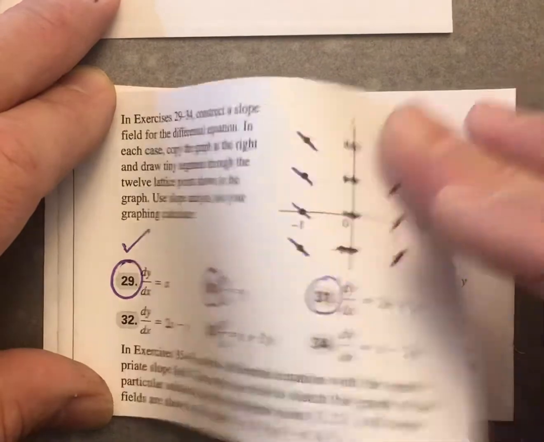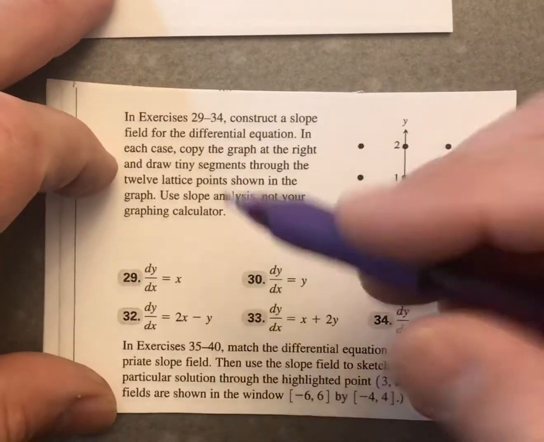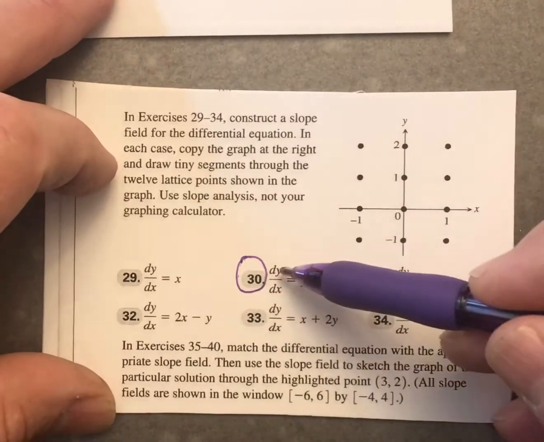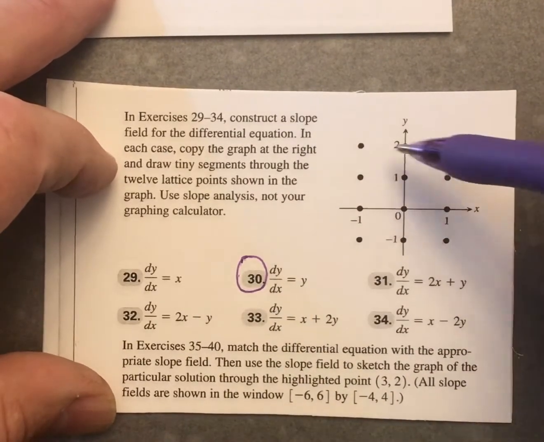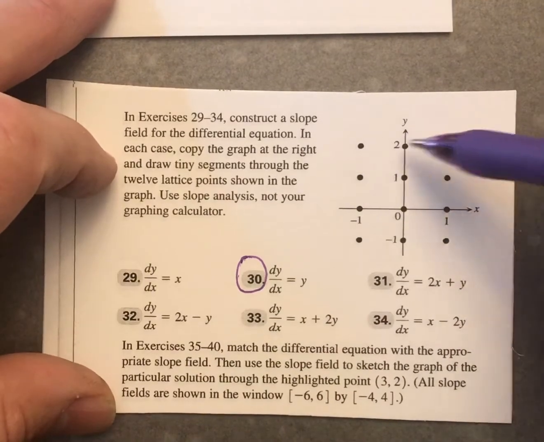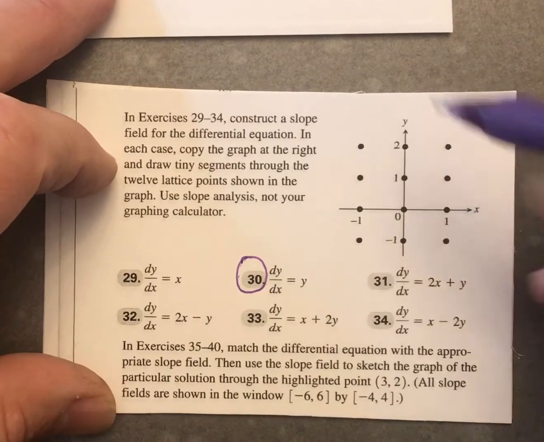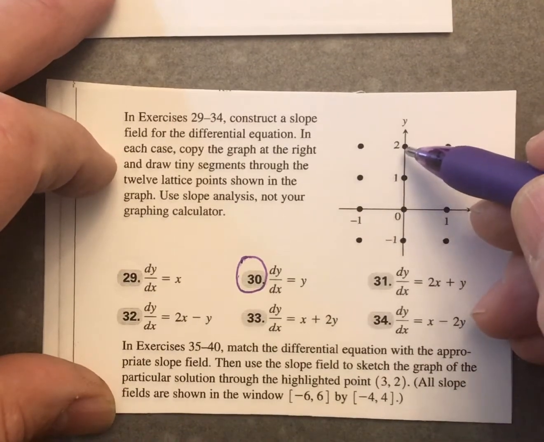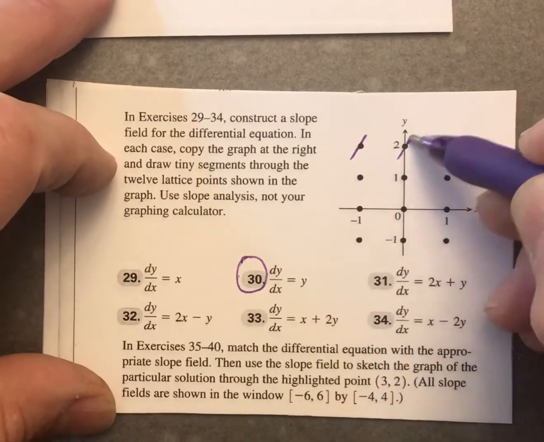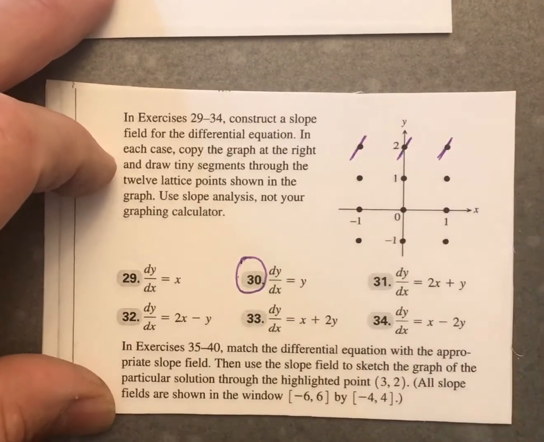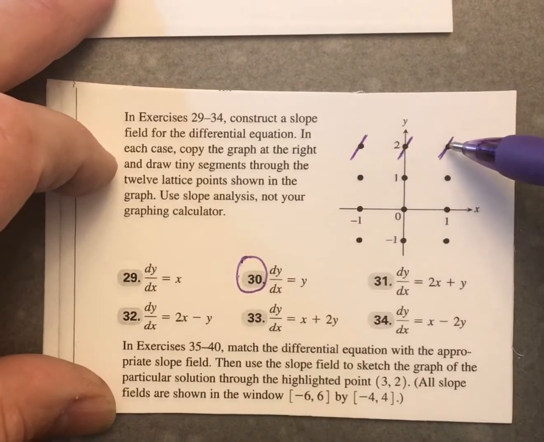Now, for question number 30, the equation is that the slope is dictated by the y value. So in this top row here, the y value is 2. So what I'm going to do is come up with a slope of approximately 2, and that's going to stay constant here along that top row.